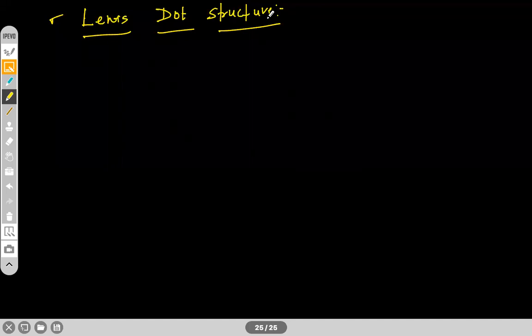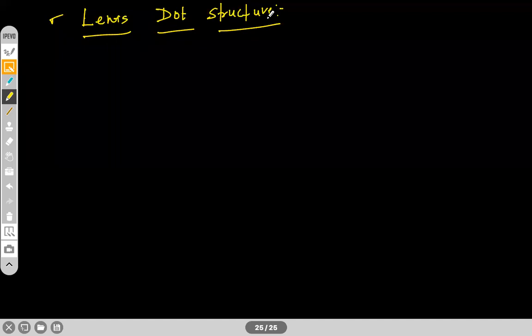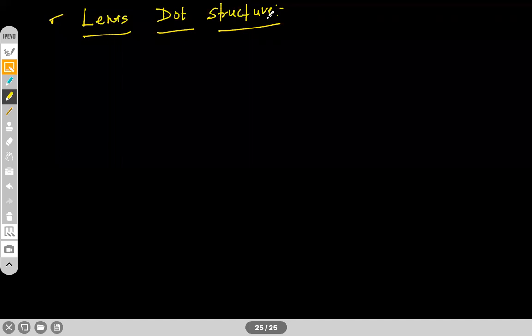Okay, next write down rules for Lewis dot structure. Just we need to follow the rules in order to draw the Lewis dot structure. Okay, the first one, write down, count the number of valence electrons. The first step is to find out the number of valence electrons. Write down the first rule, count the number of valence electrons.